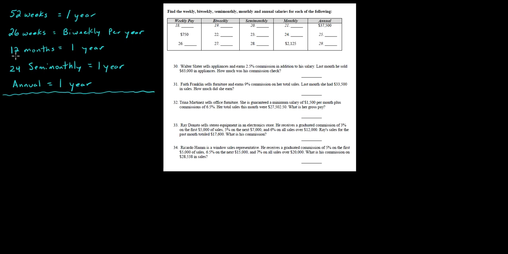Monthly, if you get paid monthly, there are 12 months in a year. If you get paid semi-monthly, that means twice per month. That happens 24 times per year. And then annual is one time per year.